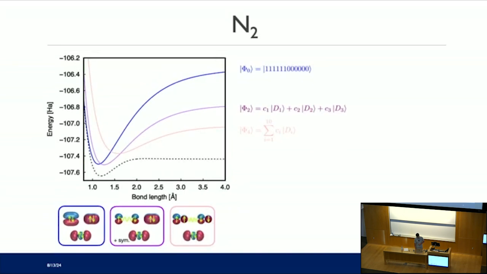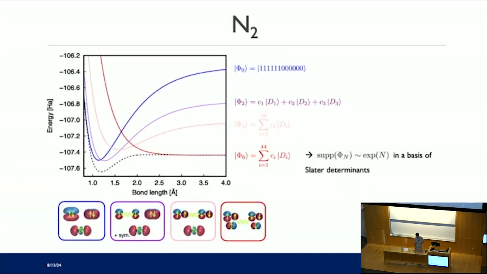And so I'm going to skip the details of how we construct these states, but the idea is that you can start from the Hartree-Fock and build states with an increasing number of strongly correlated electrons to approximate increasingly strongly correlated eigenstates. The issue with this is that, as I mentioned, the support of these states in the Slater determinant basis scales exponentially in the number of these strongly correlated electrons.